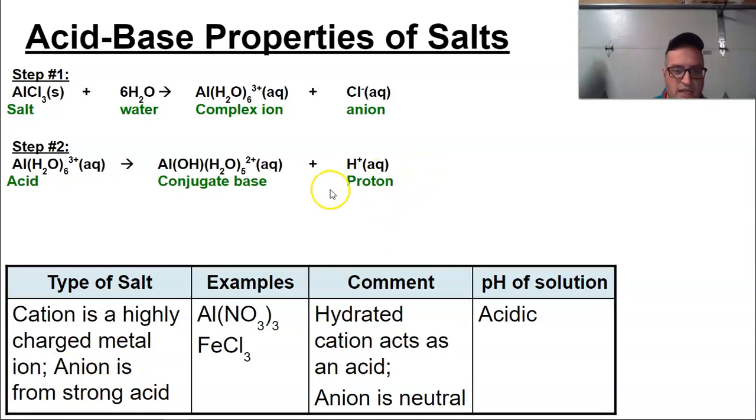One last situation is when we don't have strong acids and strong bases, or weak acids or weak bases involved. So the cation, highly charged metal ion, something like aluminum, iron, some of our transition metals, and the anion is a strong acid, nitrate, chloride. The hydrated cation acts as an acid because it's so positively charged. This is where we get some complex ions, and we don't need to understand the chemistry here. It's just trying to illustrate it to you that this is where the proton comes from. So it's going to be acidic. Again, not too common. Might have a question like that on the test.